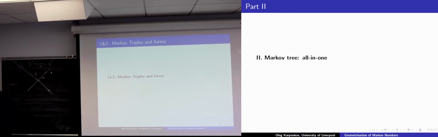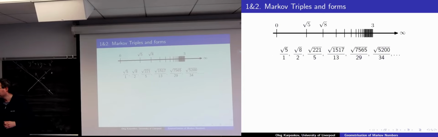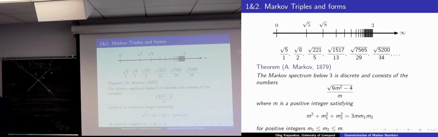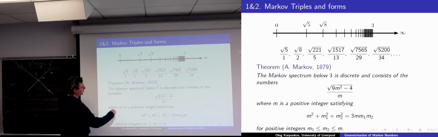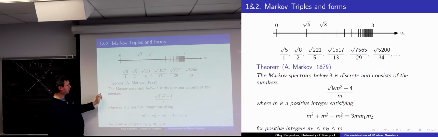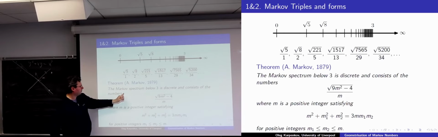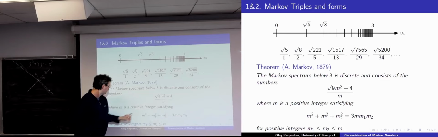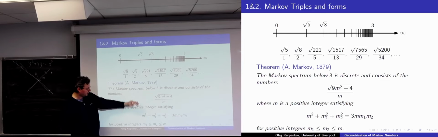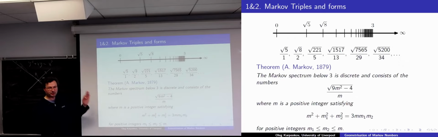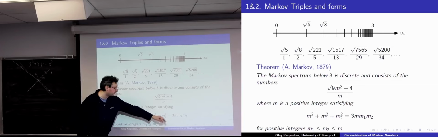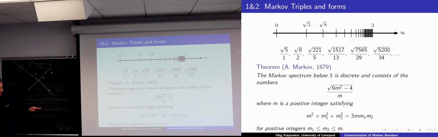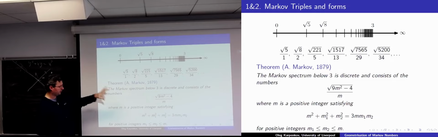So, great. Markov triples and forms. Now we go back to Markov triples and relate them to forms. There is a theorem by Markov that the Markov spectrum below three is discrete and consists of the following numbers. The numbers are precisely related to the solutions of the Markov equation, x squared plus y squared plus z squared equals 3xyz. In the past this was not related to the Markov equation, but from 1879 it started to be related.